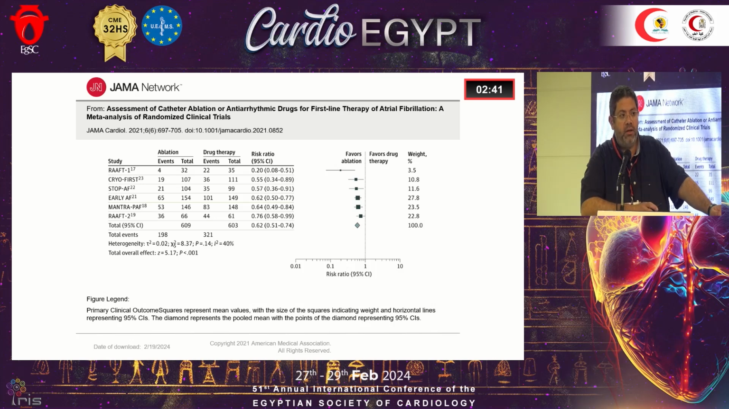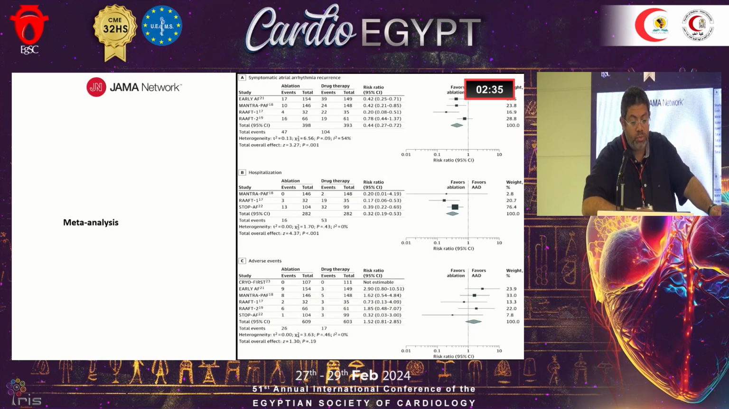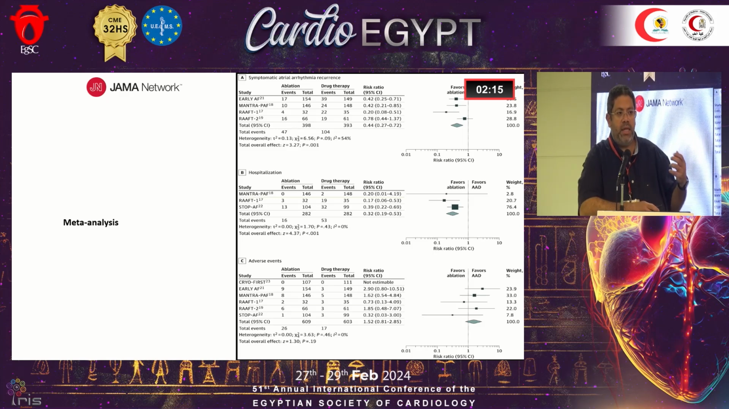The freedom from atrial fibrillation was in favor of catheter ablation. For secondary outcomes, most of these investigators looked at symptomatic atrial arrhythmia, and it was again in favor of ablation. Hospitalization was strikingly lower in the catheter ablation group, about a 68% relative risk reduction, which tells you that even if your patient gets atrial fibrillation, it won't be symptomatic enough to drive him to the hospital if he had an ablation procedure done. And again, adverse events did not differ between both arms, antiarrhythmic and catheter ablation.